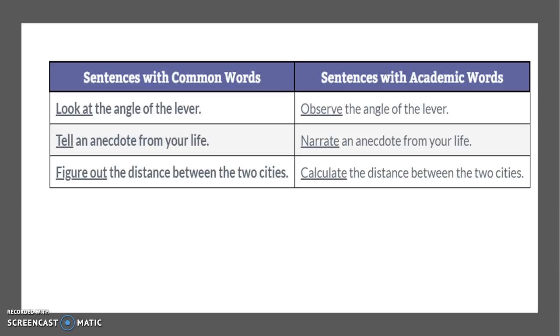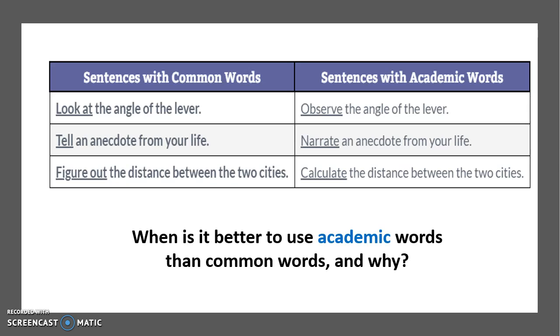So here we have some examples. We have common words on the left with academic on the right. You can see the difference. Look at the angle of the lever versus observe the angle of the lever. Tell an anecdote from your life versus narrate an anecdote from your life. Figure out the distance between two cities versus calculate the distance between the two cities.